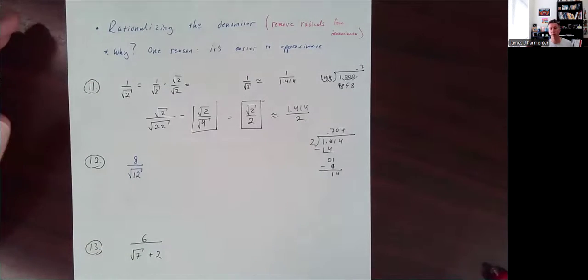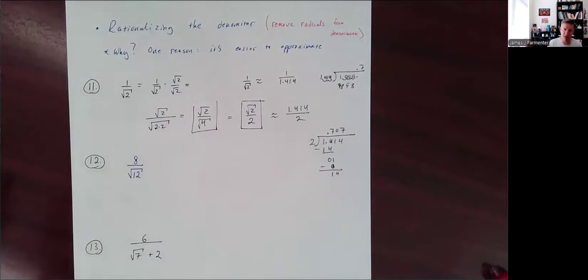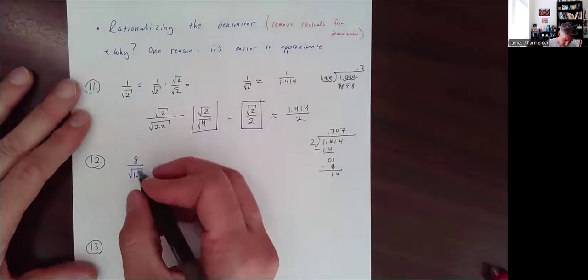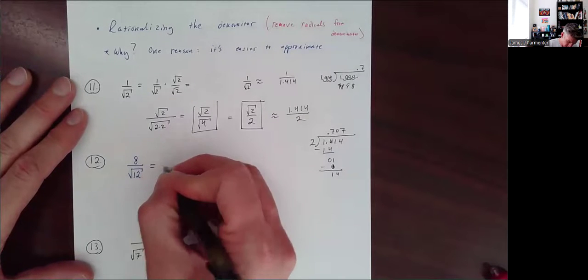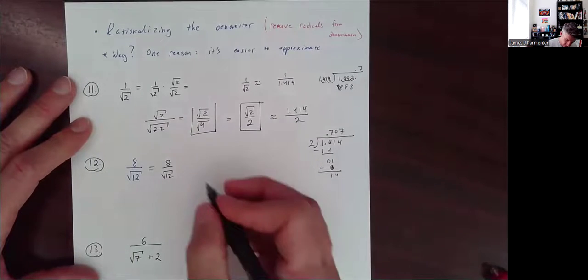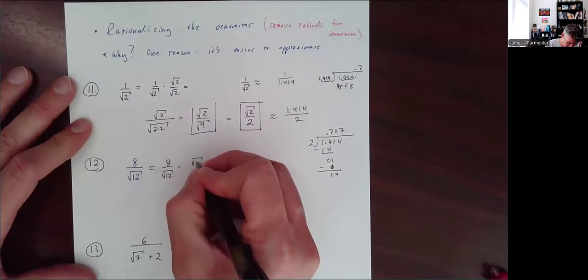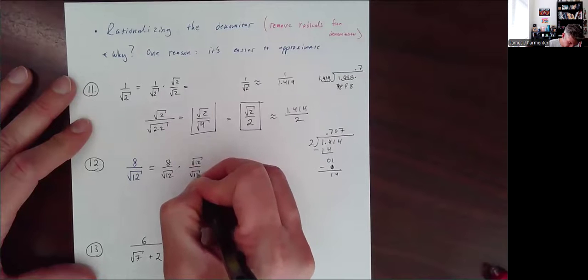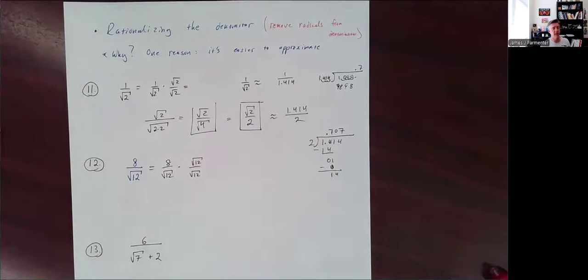So that's one reason why we like to rationalize the denominator. Another is it's just considered to be the simplified form. Looking at this one here, we're going to multiply by whatever your radical is in the denominator. So we're going to multiply by root 12 over root 12. I should say this is true for square roots. If you had a different kind of root in the denominator, the process is a little bit more challenging, which we're not going to get into.